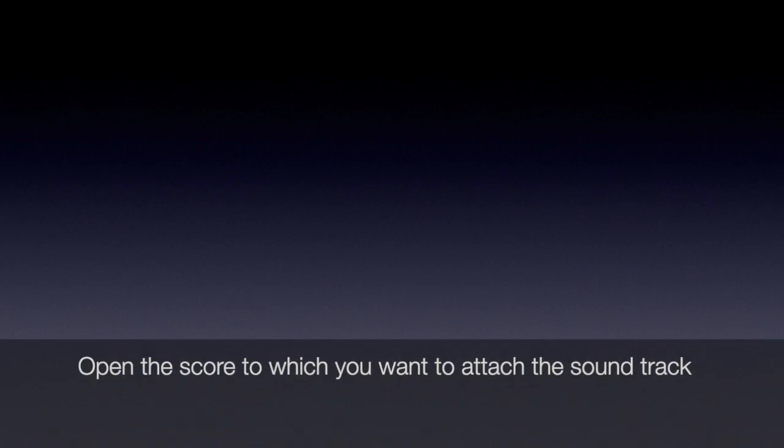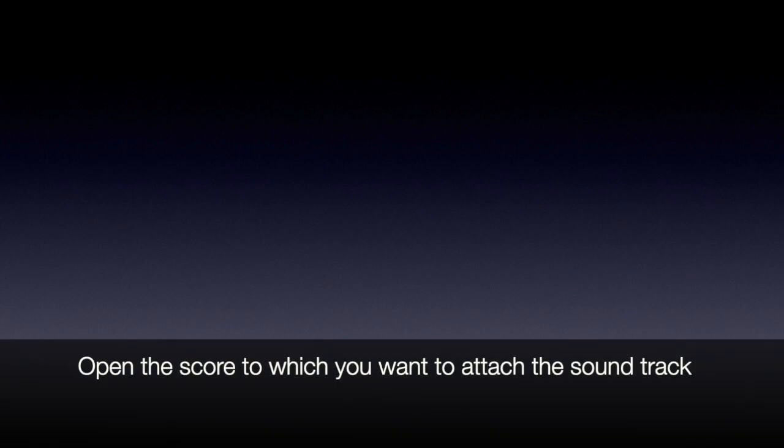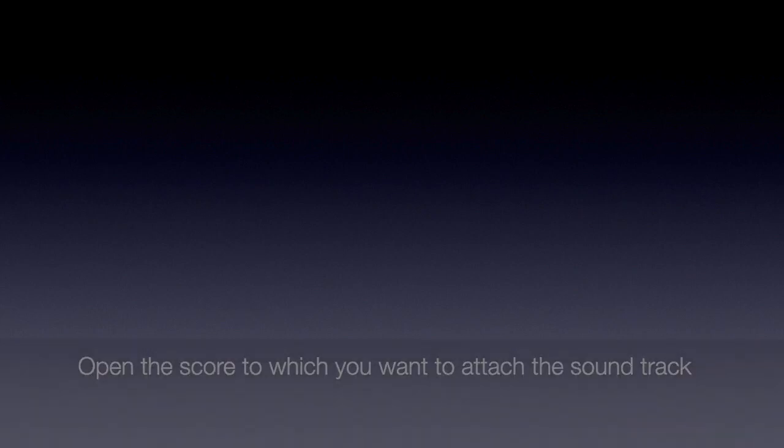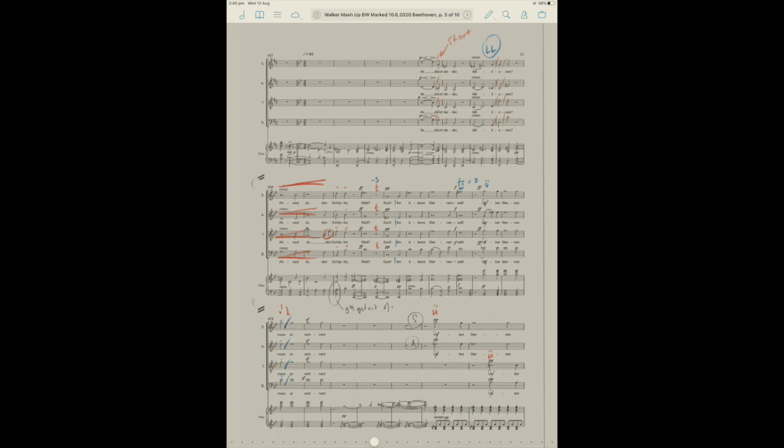Now you want to open the score to which you want to attach the soundtrack. Make sure the menu bar is showing up at the top of the screen. If you need to, remember just tap at the top middle of the screen and the menu bar will appear. You now want to tap right into the title bar. Just tap on the name of the file that you have open and a new menu will drop down.